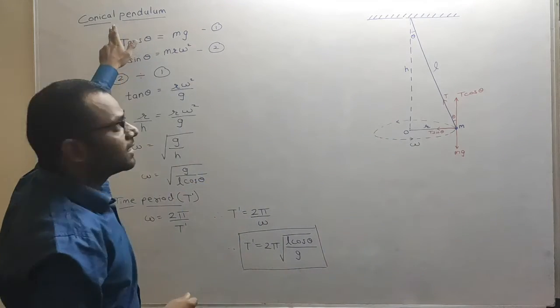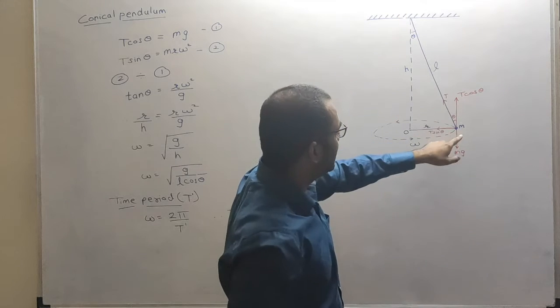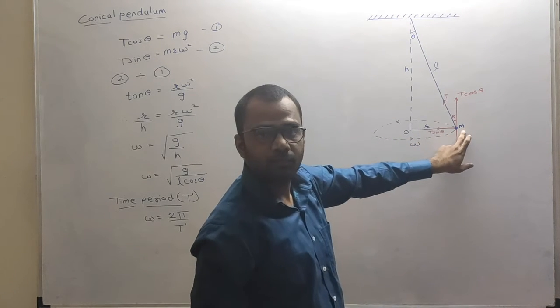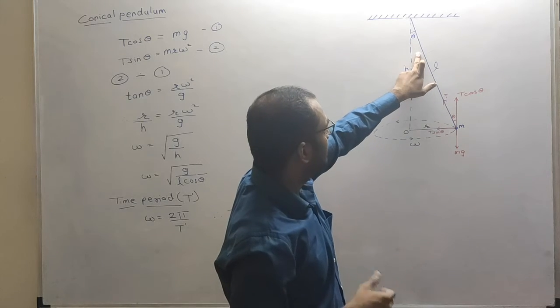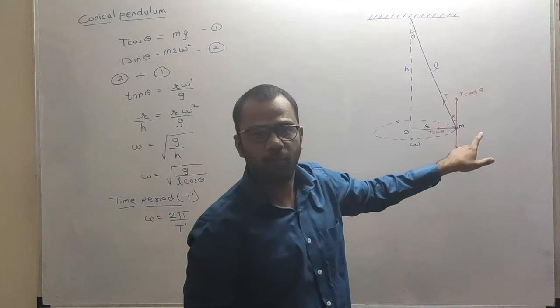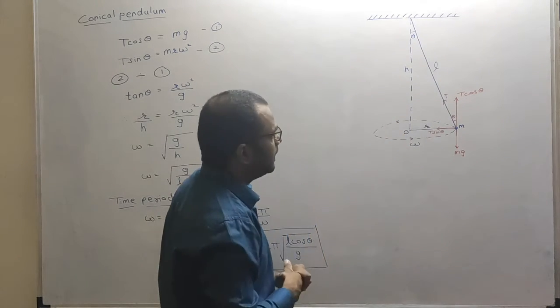As I have mentioned here, this is a conical pendulum and I have drawn the diagram of it. This was the string. This was the bob of mass m. The length of the string should be measured from the rigid support to the center of mass of the bob. Okay? So that will be the length of the string.